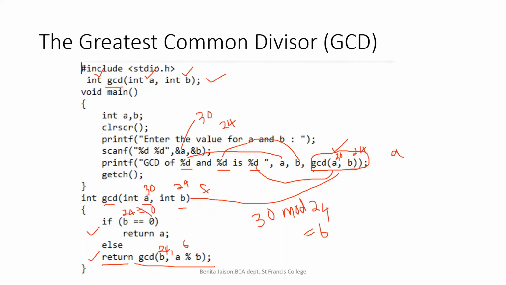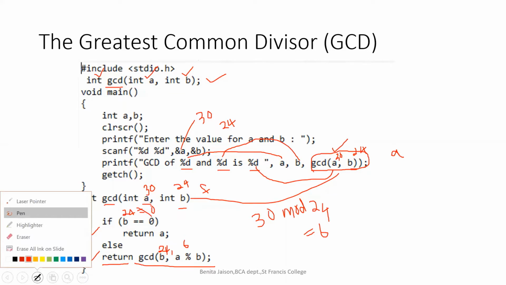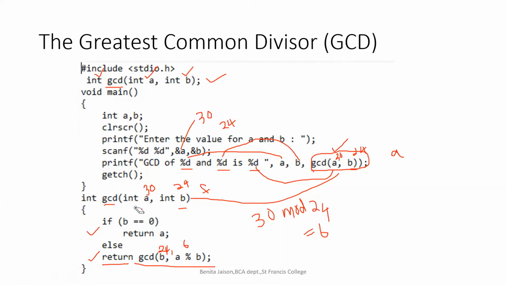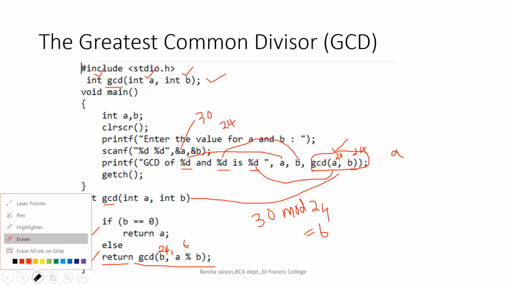Understood? Now when we call GCD again, the values passed are 24 comma 6. I should see this iteration in your book. So now what will happen? Here again we are calling GCD with two values, 24 comma 6. Right?